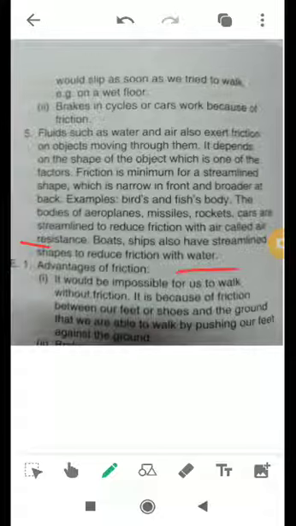Okay, here we have finished with D part. Now we're going to start the E section. Let us see the first question. Discuss three situations in daily life where friction is an advantage.